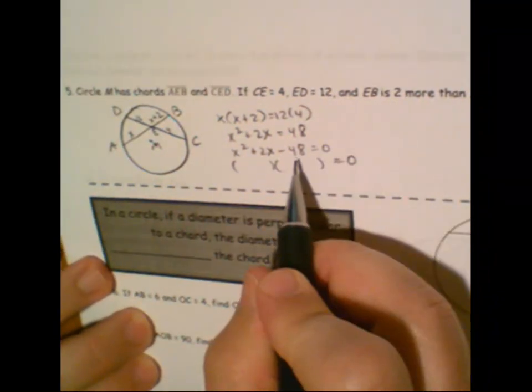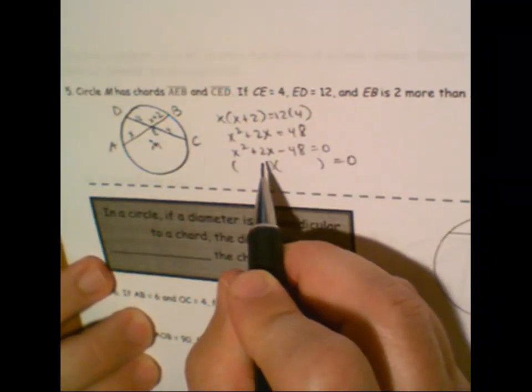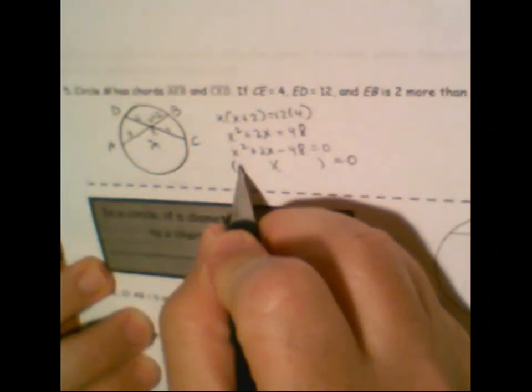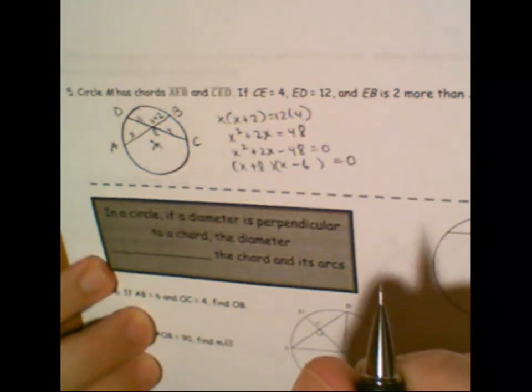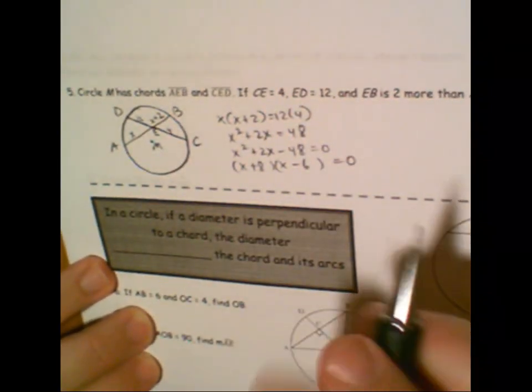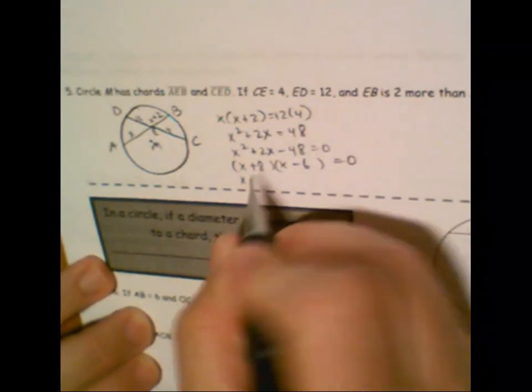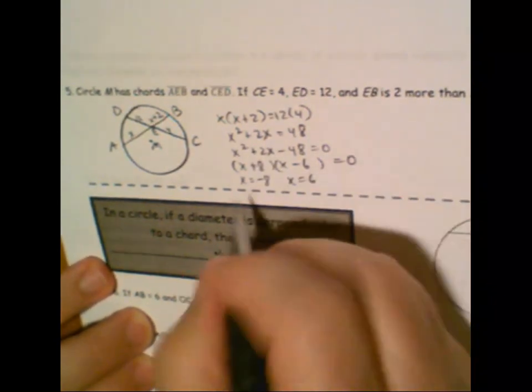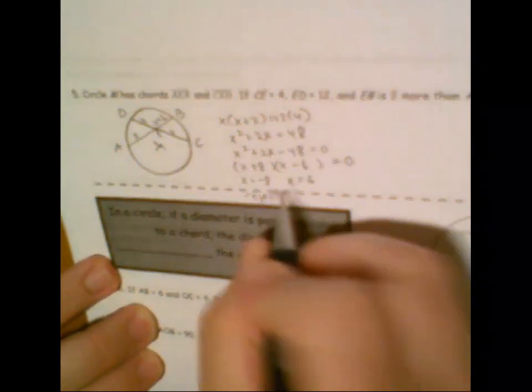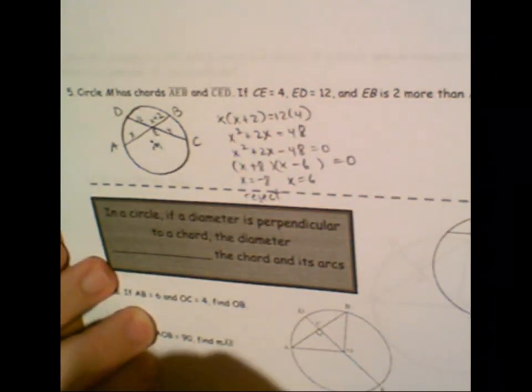What two numbers multiply to give you negative 48, but add together to give you positive 2? Plus 8 and minus 6. X, set them both equal to 0. X equals negative 8. X equals 6. We reject this because a distance cannot be negative. A length cannot be negative.